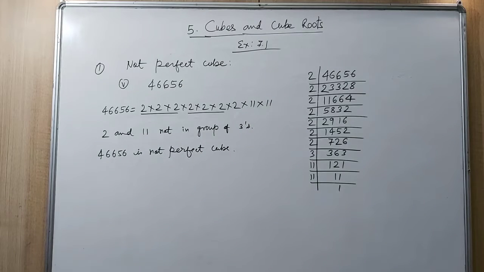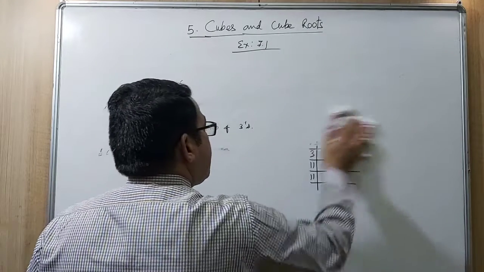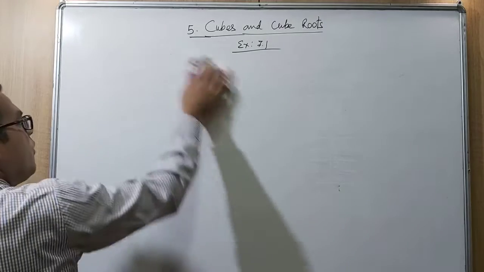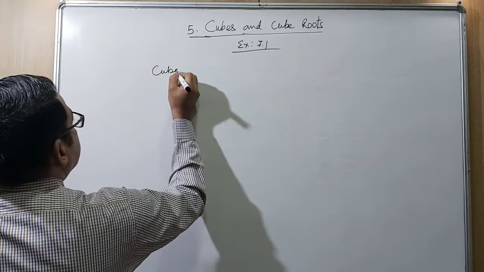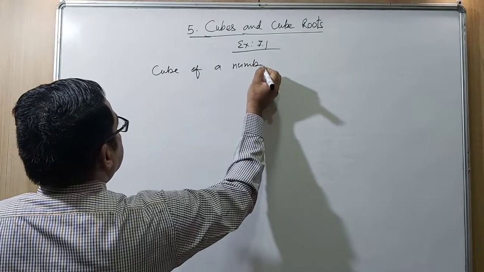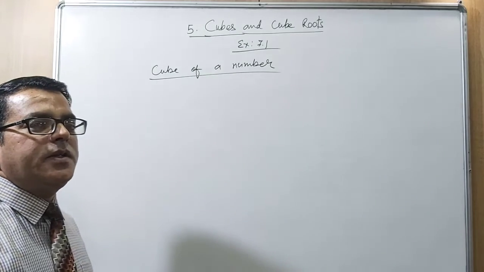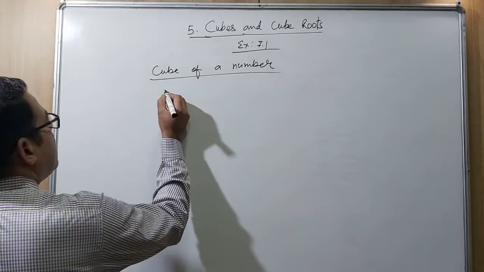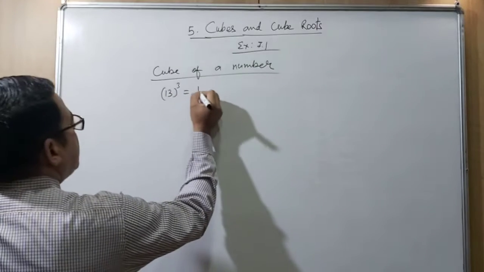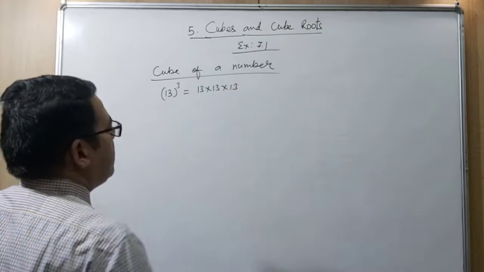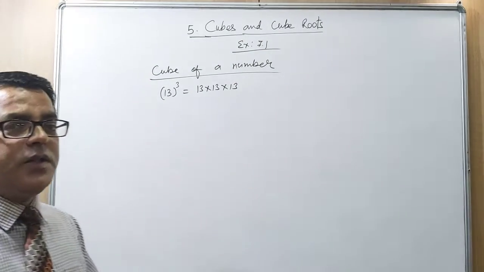Now, before moving to question number 2, let me tell you how we can find the cube of any number. Cube means we multiply a number by itself 3 times. So this is the traditional way. Suppose we want to find the cube of 13. So the method is we multiply 13 with 13, 3 times. In this way you can get the cube of the number. But this is the conventional, traditional method.